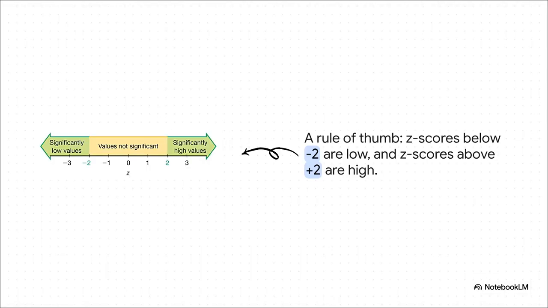This brings us to a really handy rule of thumb. In general, any z-score that falls between -2 and +2 is considered pretty normal. But once a value's z-score goes past those boundaries, either below -2 or above +2, we start to consider it statistically significant. It's an outlier.